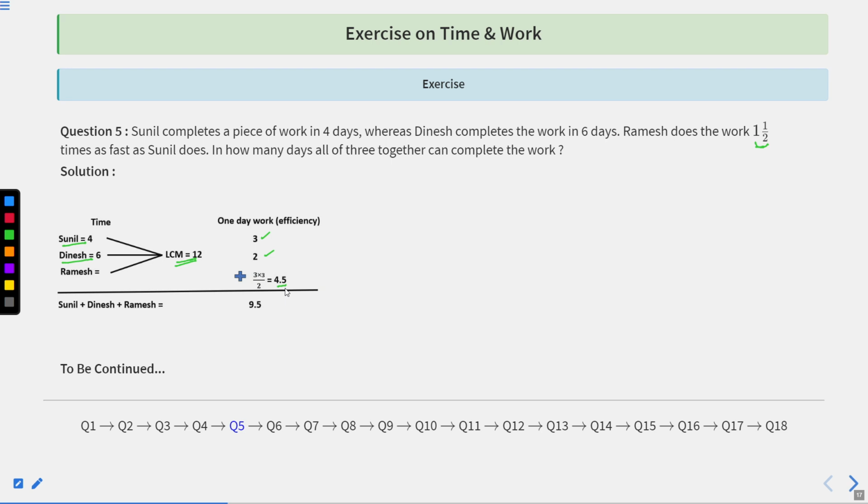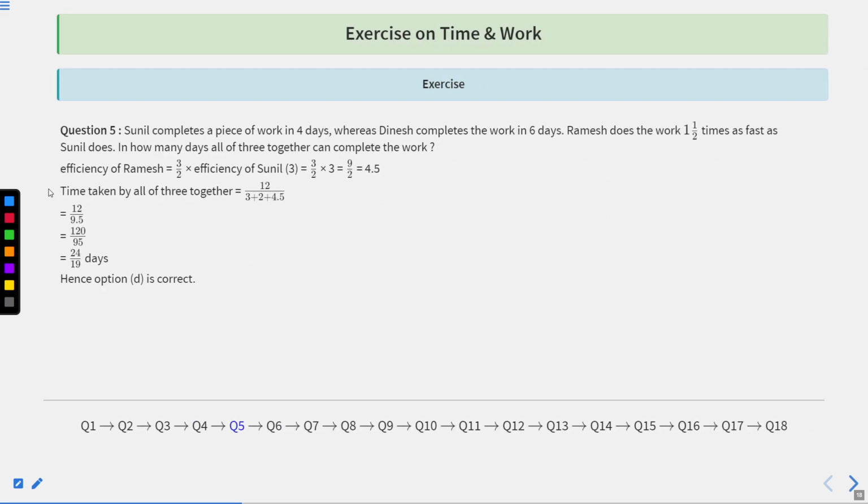So we are interested in combined work done. How much time will they take? So when they work together, their amount of work done in a single day is 9.5 units. So the time taken by all the three together is equal to 12 upon 3 plus 2 plus 4.5. So that means 24 upon 19 days. So the option correct here is option D.